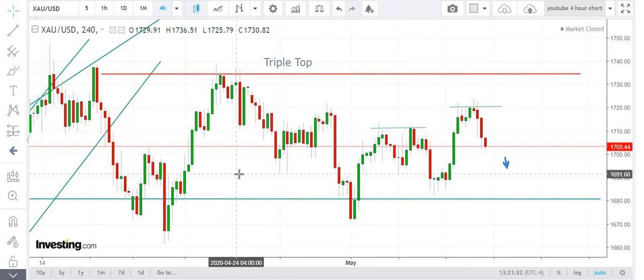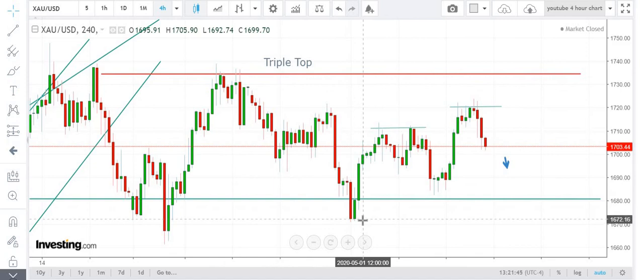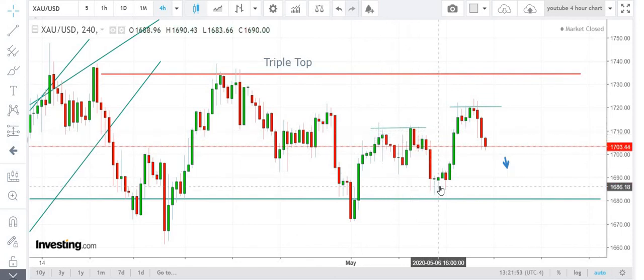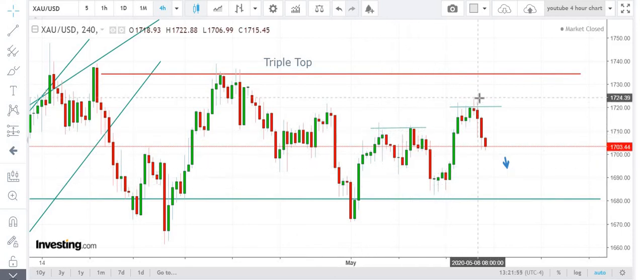This is the previous week report. Let me come over here. Yes, now what happened to them? They bought over here at 1735, market came down to 1680 levels. They sold over here, market went up. They bought over here, market went down. They sold over here, market went up.